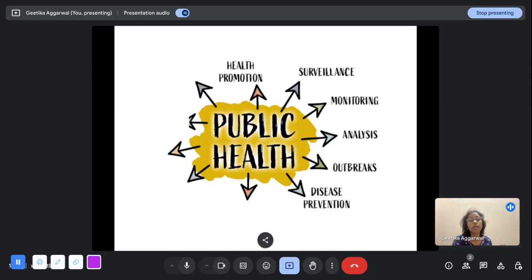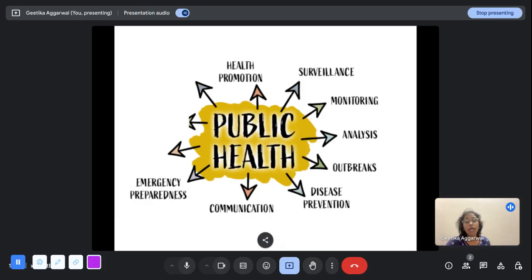And then you try and prevent diseases as well. And you try and communicate. This could be about the communication of disease spread, as you're trying to prevent it. Also, you try and communicate and educate the people living in the area about diseases. And you try and be prepared for emergencies.